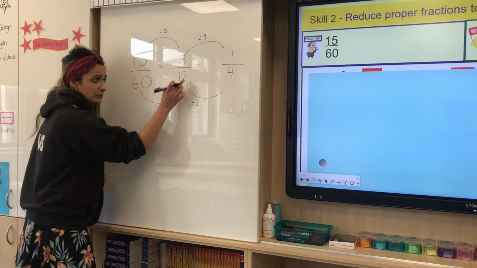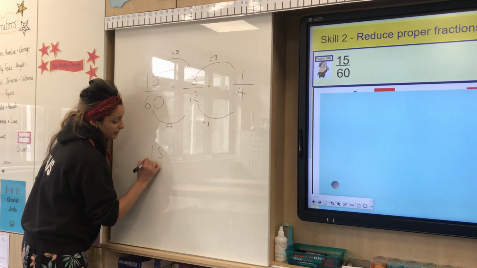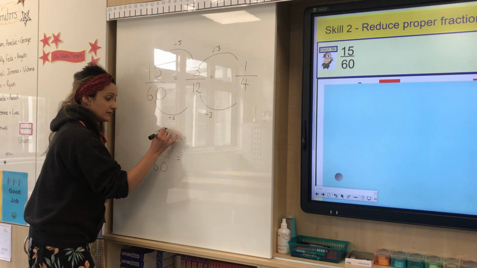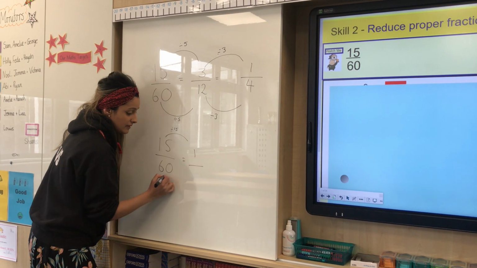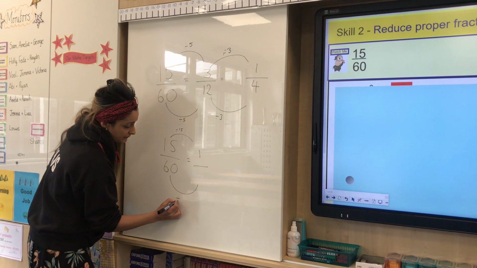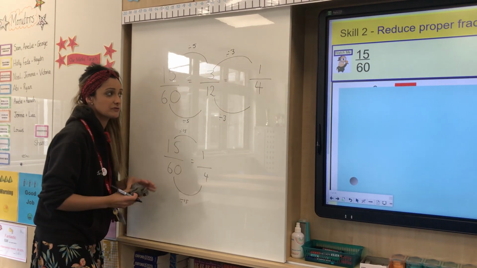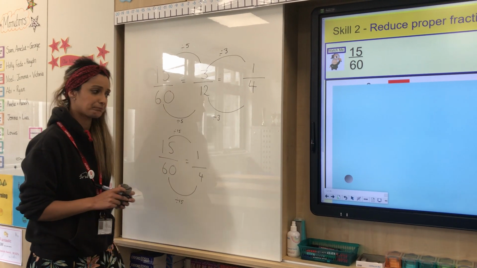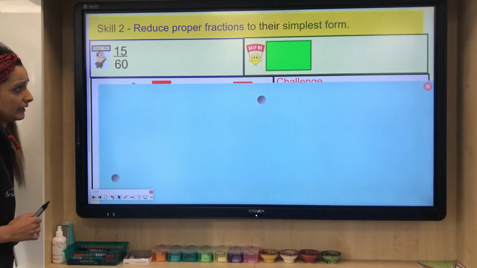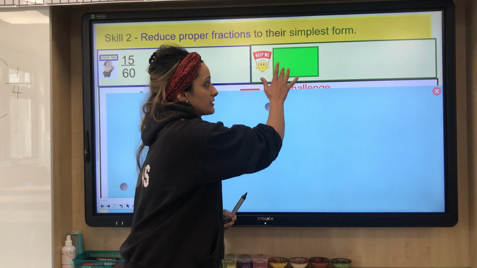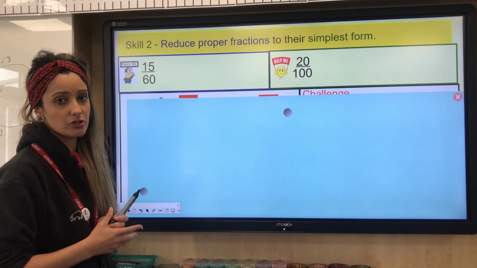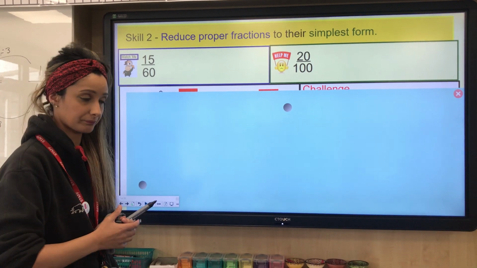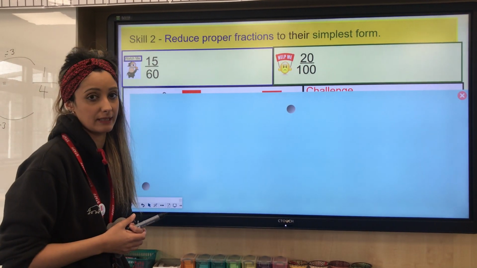Those children might say you might not need to do this middle step, because actually if you saw 15 over 60, if you saw they were multiples of 15, you could say 15 divided by 15 gives you 1, 60 divided by 15 gives you 4. And actually you've just missed that middle step there because you've seen they're both multiples of 15. At this point here, I would then ask the children to help me with this question here. How could I reduce 20 over 100 or 20 hundredths to its simplest form? And the children would work with me on that particular part.